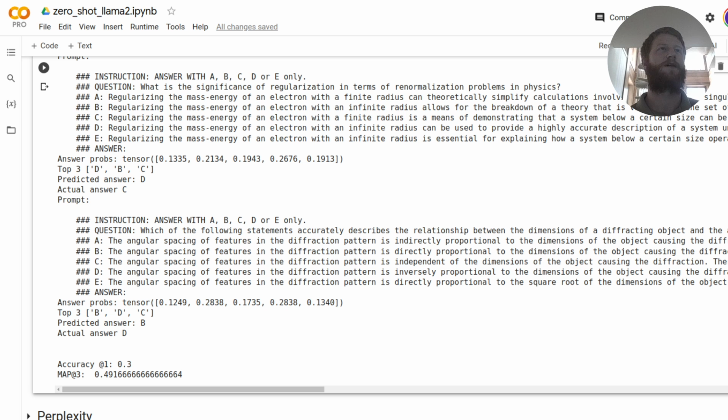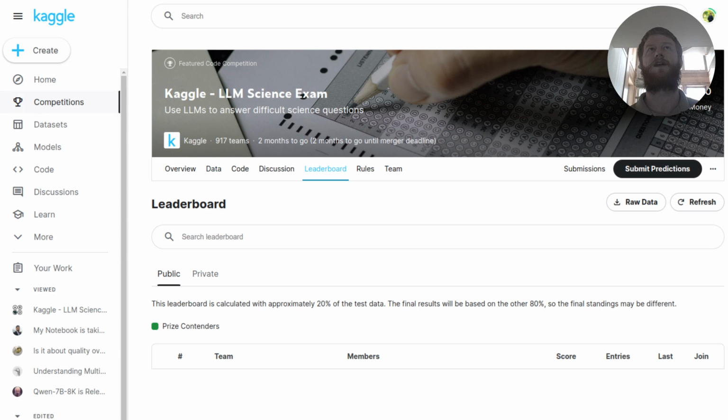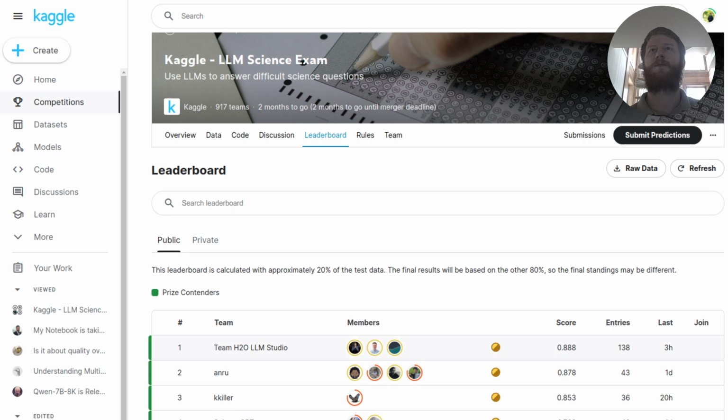So if we look at our accuracy at 1, it's only 30% accurate, right? Which, if you were just guessing, you'd be 20% accurate. So this is pretty bad. The mean average precision at 3 is closer to half, like 0.5. So if you look at the leaderboard, you'll notice that some entries were lower than that, but a lot of them are much higher. In fact, let's have a quick look at the leaderboard just to get an idea of what other entries are. So the top few teams are in the 0.8 range.